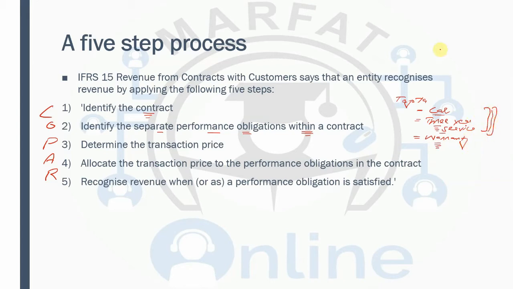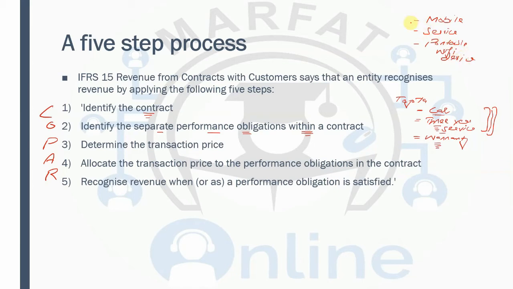You can take another example. I am going to buy a mobile phone from a telecommunication company. They will be giving me a mobile phone. They will be giving me a service which is related to the connection. And then they may give me, for example, a portable Wi-Fi device.